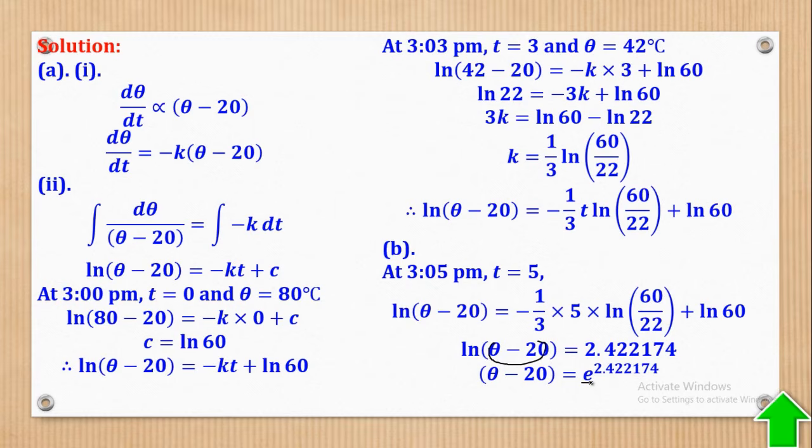fx 991 or fx 100, you are going to just press the shift button. After pressing the shift button, you press the button for ln. When you press that, you'll see the letter e on your calculator. After that letter, just press the value of 2.422174 and press the equal sign. When you press the equal sign, you'll be able to get the value of this. But remember, you have to add on this 20. So when I add on the 20, I'll come up with this. Now the final answer is to 2 decimal places. So the final answer for temperature is to 2 decimal places.